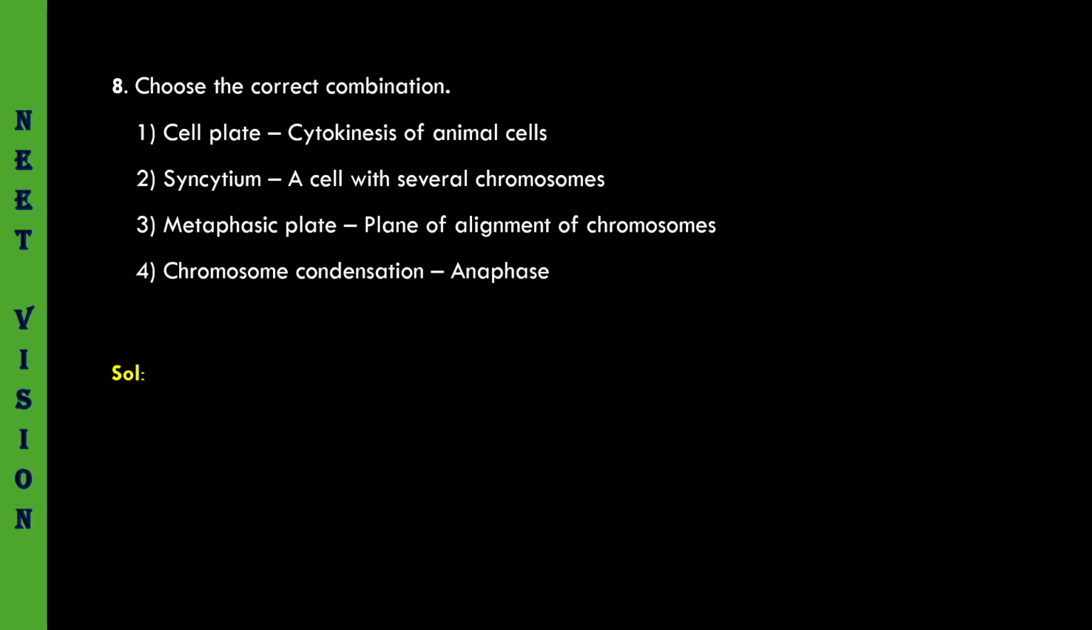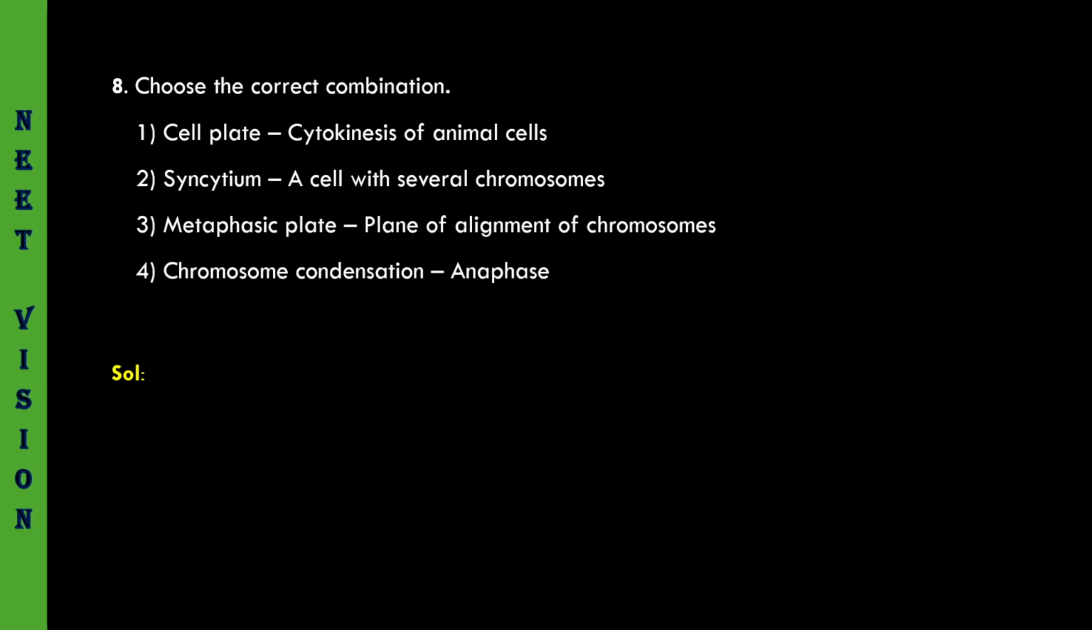Syncytium, a cell with several chromosomes. No. Syncytium is a cell with several nuclei. It is also incorrect. Metaphasic plate, plane of alignment of chromosomes. So the plane of alignment of chromosomes during metaphase is known as metaphasic plate. Right? So the third option must be the correct one.